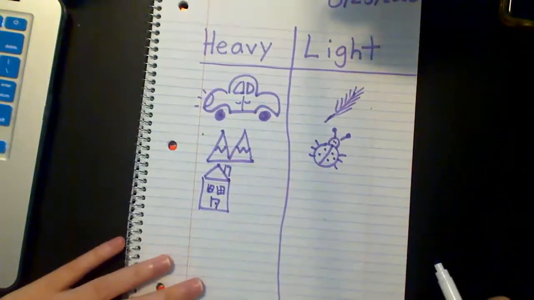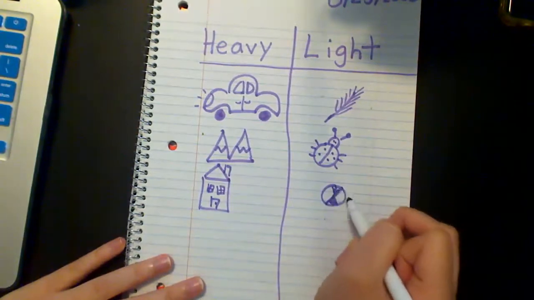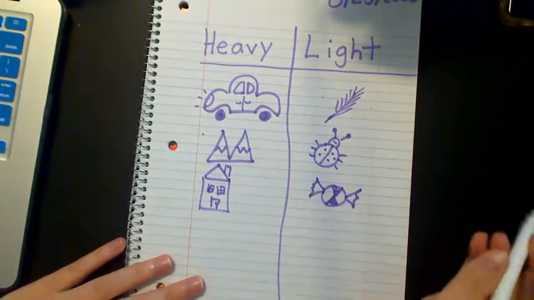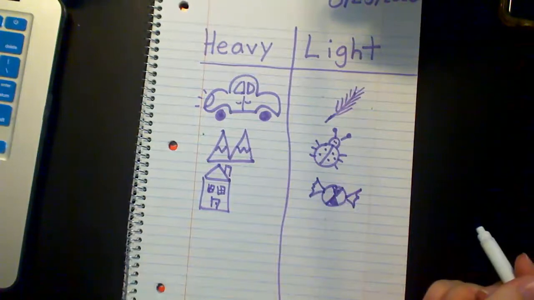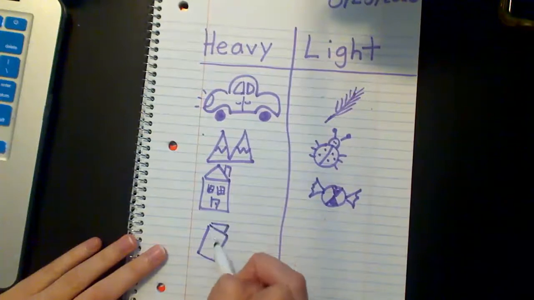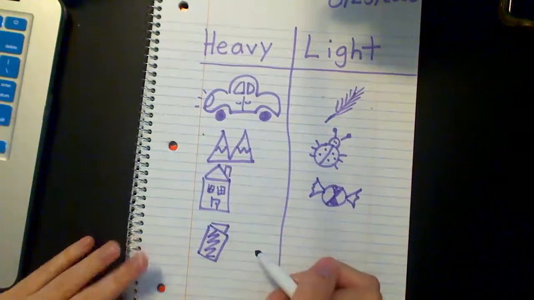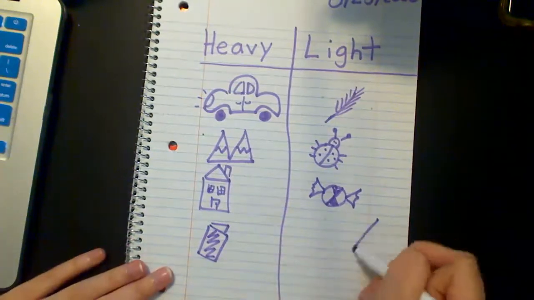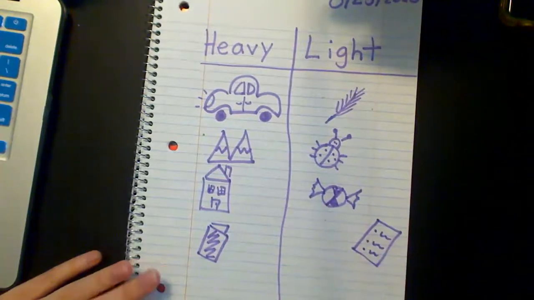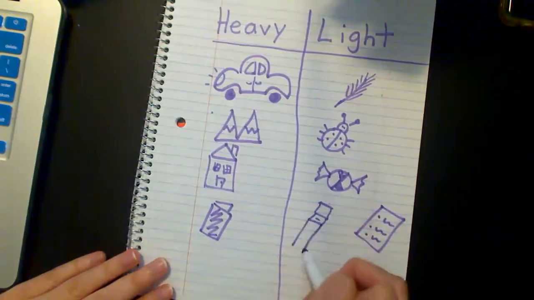Another light object was candy. Candy is a very light object. Draw some candy. Another heavy object was a book. Well, that can kind of go both ways, but a book can be heavy or light. One student said a piece of paper. Okay. Another student said a pencil is light, which is true. Pencils are very light.